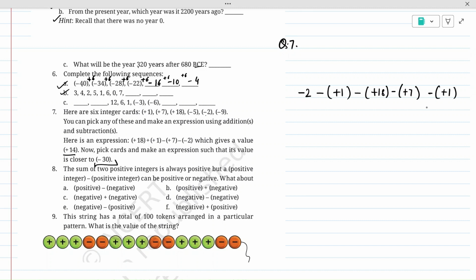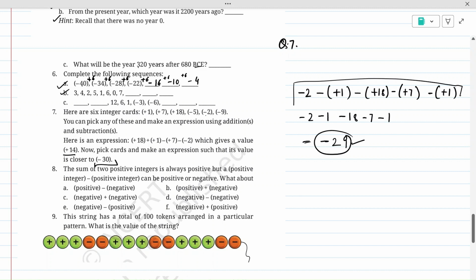Okay, now let's try to evaluate. We will get minus 2, minus into plus is minus 1, minus 18, minus 7, and minus 1. And if we add this, this is 18. These all are in negative, so they will be added together with a negative sign. So we have minus 18 plus 2 is 20, 21, 22 plus 7, 29. So the closest possible number is this and the expression is this. Okay, we have used these numbers and the operators. So kids, this is how we have to do such questions.